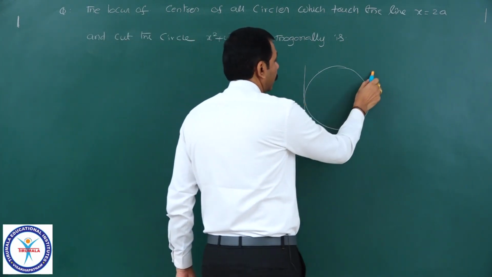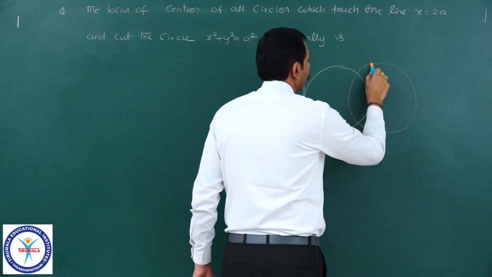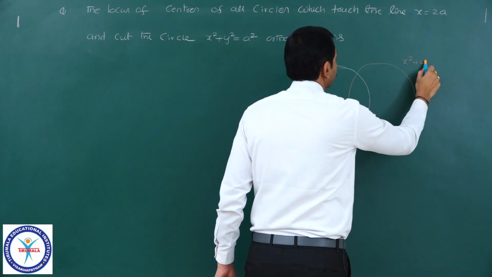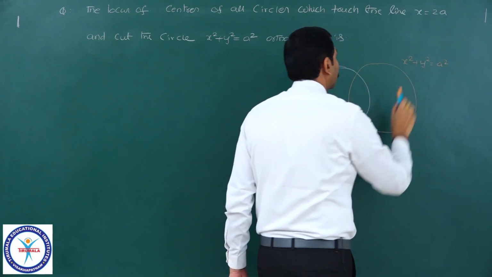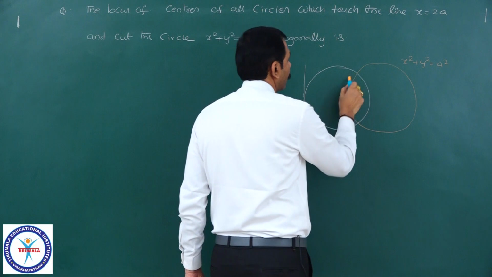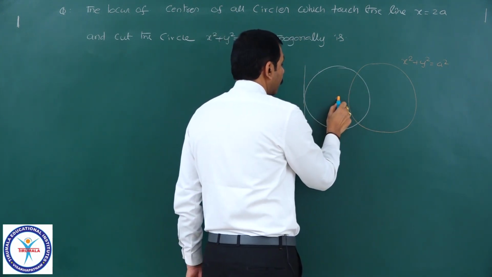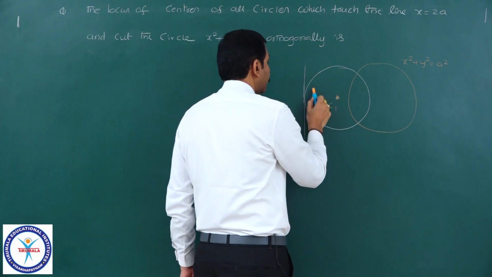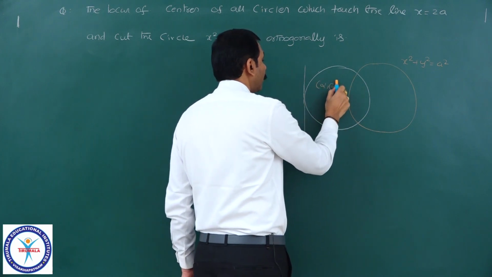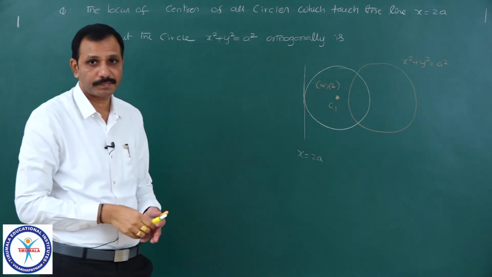And this circle intersecting the other circle, x square plus y square equal to a square, orthogonally. That is, the angle between them is equal to 90 degrees. Now they are asking the locus of the center of this circle, it is C1. Let it be alpha comma beta, whose locus we want.